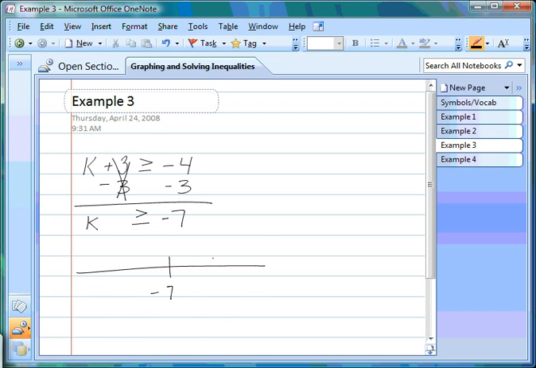To graph that, we put -7 on our number line, we number up, and we number down. Now, greater than or equal to means that we need to have a colored in circle with an arrow to the right. So we use a colored in circle with an arrow to the right.